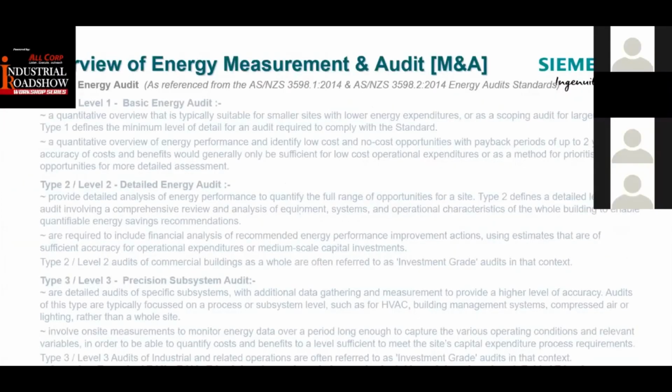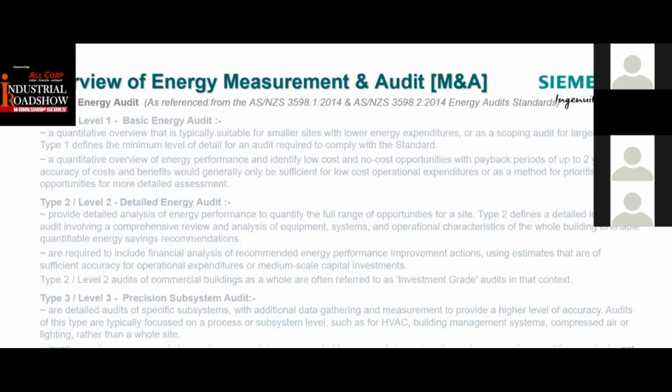In short, type 1, or what we call level 1, is a basic audit. Simply, it is more to quantify or qualify the building, whether there's a potential or any room for improvement. And this will be a basic, quick survey tool. There will not be much detailed work involved, but rather you are looking at identifying the potential.